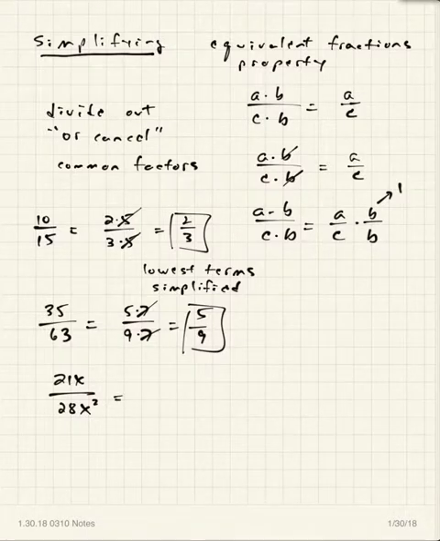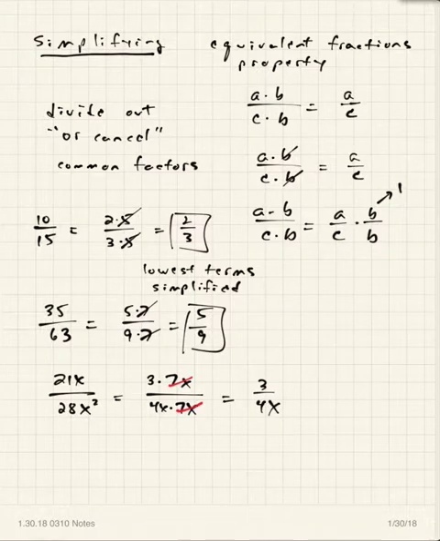And it's not a bad idea, especially as you're getting used to this, to actually write out the common factor here, that between 21 and 28, the common factor is 7. And between x and x squared, the common factor is x, right? So you have 3 times 7x in the top. And then the bottom, you've got 4x times 7x, right? And a 7x is something you can divide out. And so you divide that 7x out using the equivalent fractions property, and you've simplified the fraction, and you've got 3 over 4x, right? This is the simplified version of the original fraction.